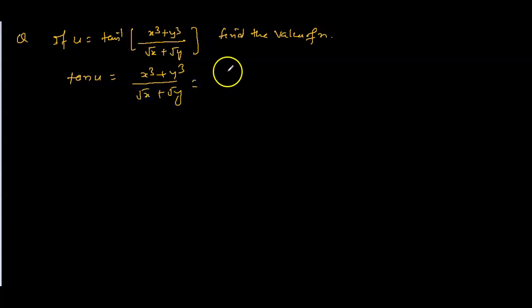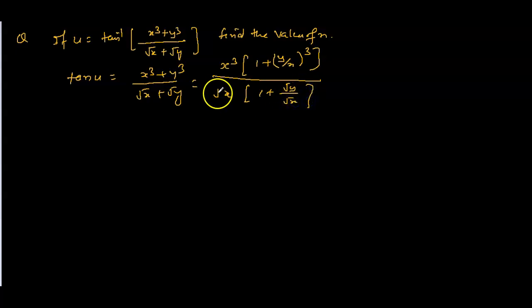So it's the same as the previous questions. This will become 1 plus y by x to the power of 3 divided by root of x common here. So we have 1 plus root y by root x. If you go up here, we'll get x to the power 3 minus 1 by 2, which is 3 by 2 minus 1 by 2, that is 6 minus 1, 5 by 2, two and a half. And this is a function of y by x.